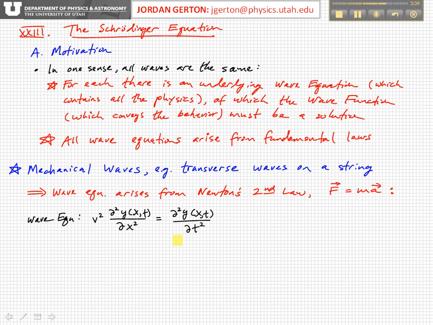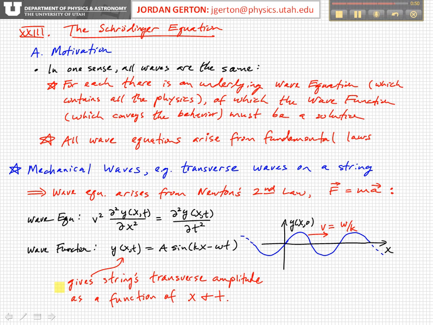Okay, now here all the physics comes in basically determining v squared. So F equals ma tells you how, if you think about the tension in the string and the mass density of the string and so on, then that's basically how you solve that. Those give you a relationship for v, the velocity, and then this is the equation.